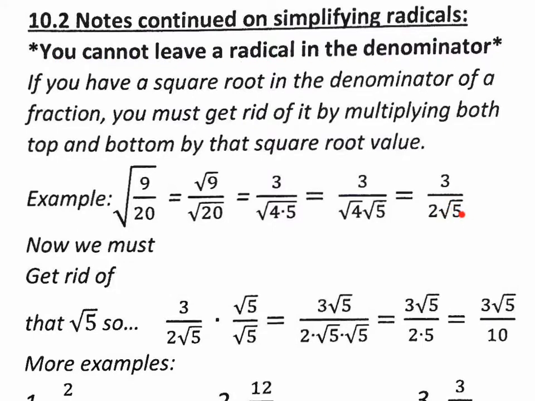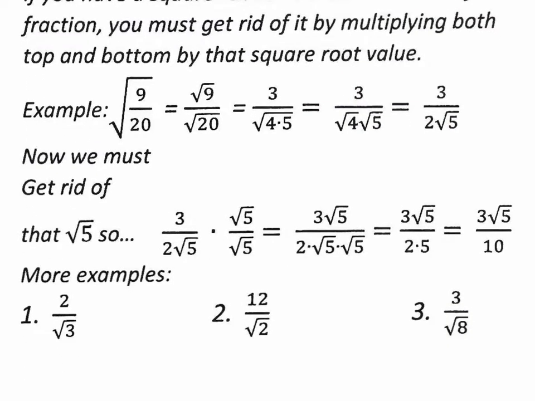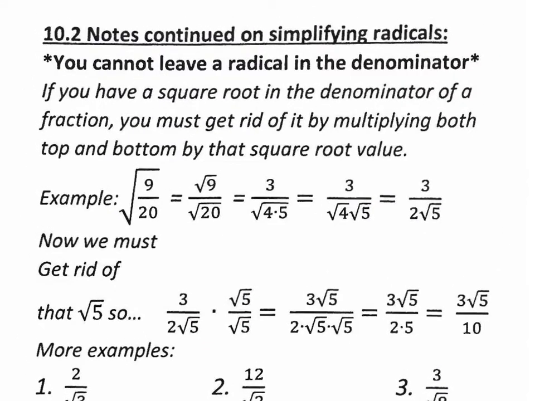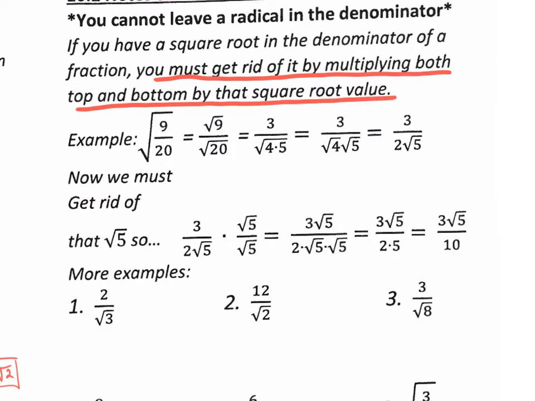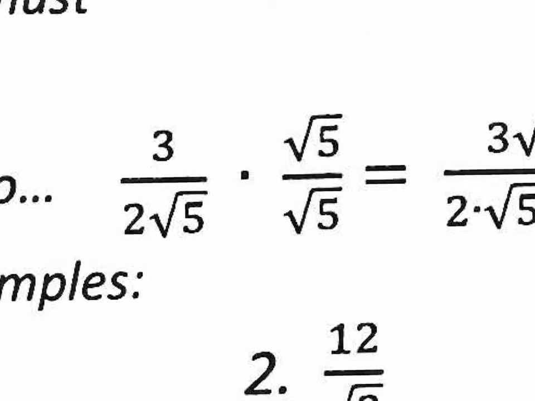Now, with this new detail, that you cannot leave a radical in the denominator, you have to get rid of this square root of 5. And that's why on this example, it says right here, now we must get rid of that square root of 5. So here's a square root of 5, and how do I get rid of that square root of 5? I multiply it with the exact square root value, which is square root of 5, and you do both top and bottom. Okay? That's what it says up here, guys. You must get rid of it by multiplying both top and bottom by that same square root value. So right here, to get rid of the square root of 5, I need to multiply both top and bottom by the square root of 5. Because when I multiply the square root of 5 times the square root of 5, what's that answer?